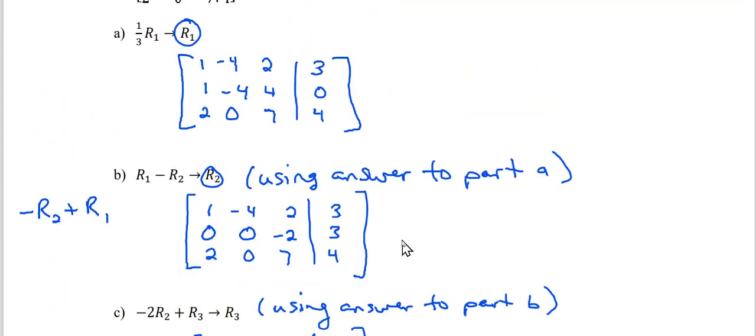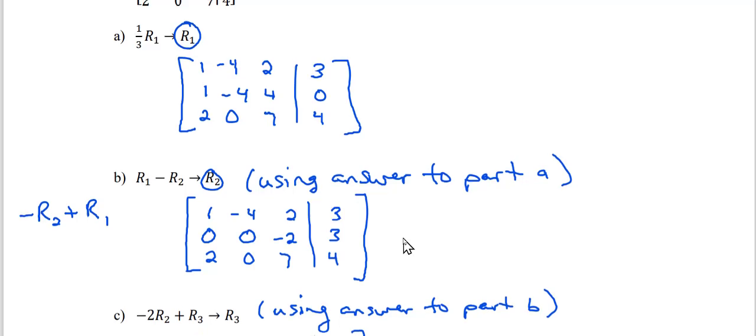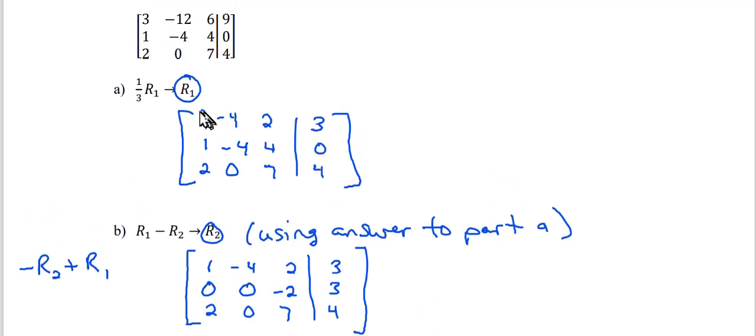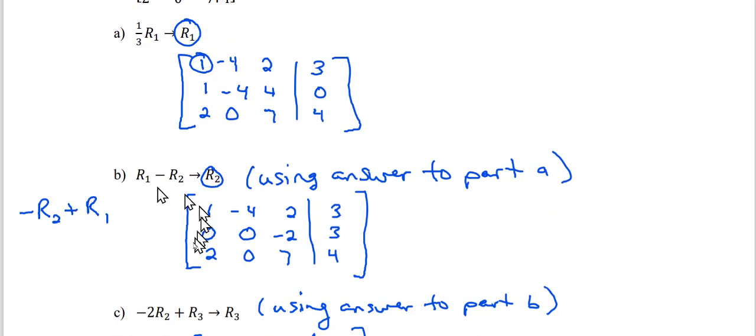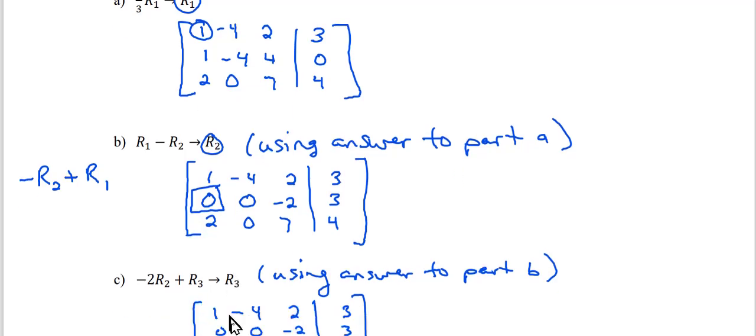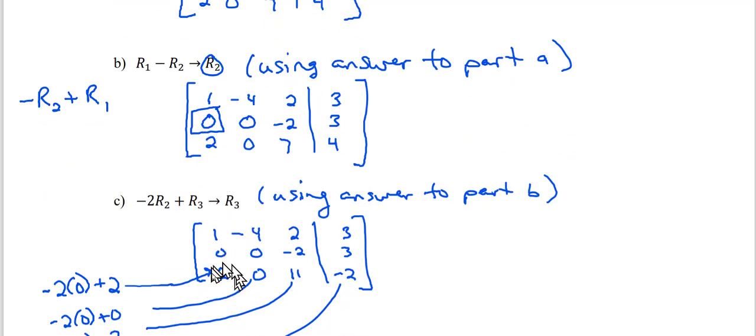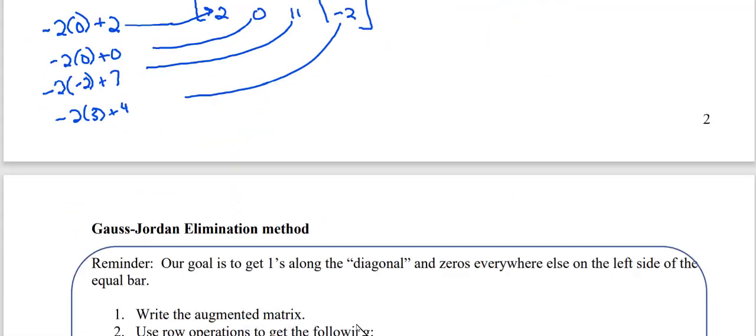What I wanted to show you was, remember our goal is we want 1s down the diagonal and 0s everywhere else. Notice the 1/3 got us a 1 here. I want a 1 there, I want a 1 here, and I want a 1 here, and 0s everywhere else. This operation got a 0 in that spot. We could have done an operation to get a 0 in this spot as well. If we had done -2 times row 1 plus row 3, that actually would have worked. We'll keep working on it. I'll show you what I mean.